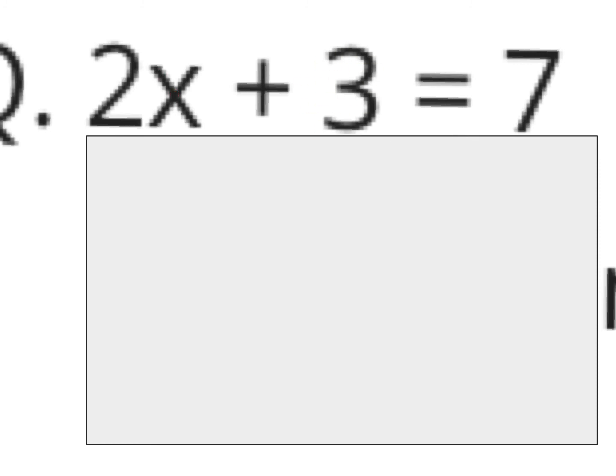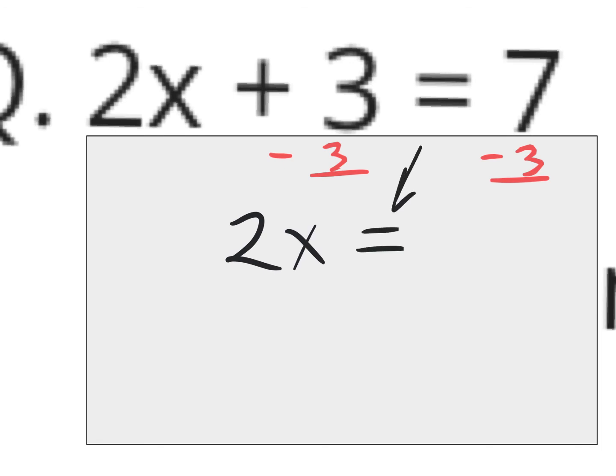Right? So let's get rid of that plus 3 by subtracting 3. What I do to one side, I do to the other side. What's my new equation? I have a 2x left over. I have the equal sign that comes down, and 7 take away 3 is 4. So what do I really have here? I have 2 times x equals 4. I don't want that multiplication of 2 in front of the x. I want x all by itself.